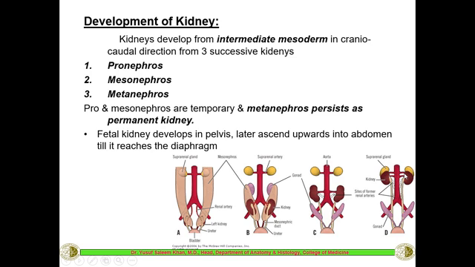and its upper pole will be inserted into the suprarenal gland. Okay, so you should remember that the kidneys are developed in the pelvis, in the form of pronephros and mesonephros. Then it ascends upwards into the abdomen, and the final kidney is formed from the metanephros.